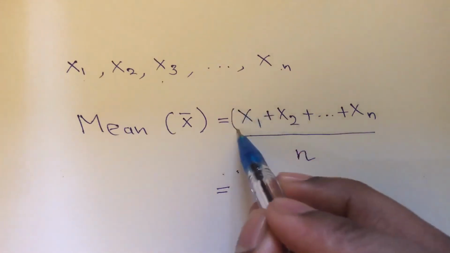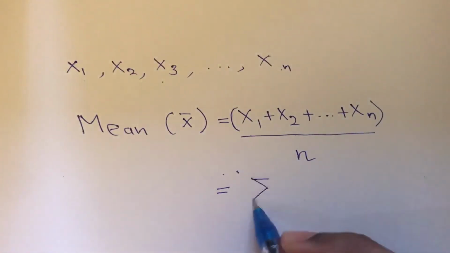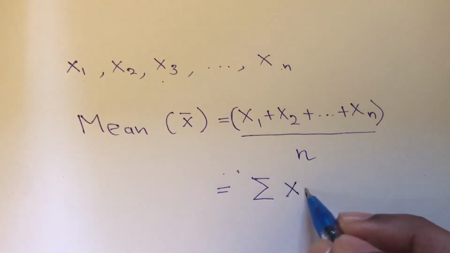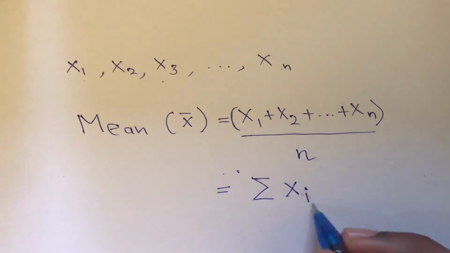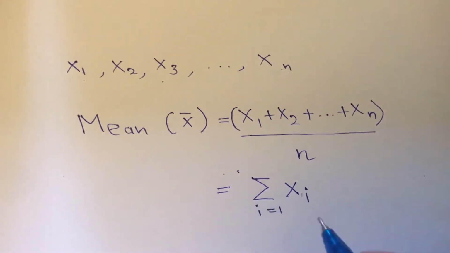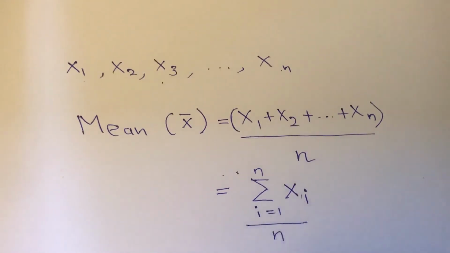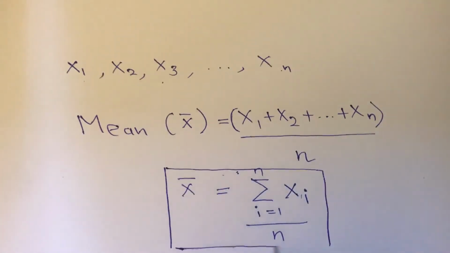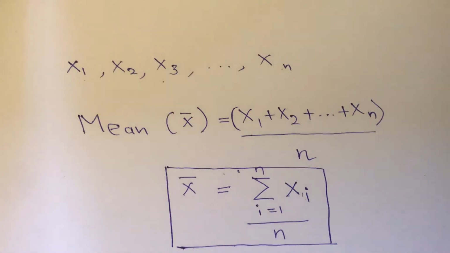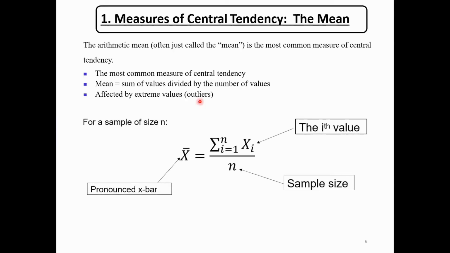In order to shorten this, we use the sigma notation and we say you add up xi, where i is a subscript. i goes from 1 to n, divided by n. So this is what we get as the mean, or in layman terms we call this the average. In this case xi means the ith value of x, x bar is the mean, and n is the sample size. So this is the equation for the mean.